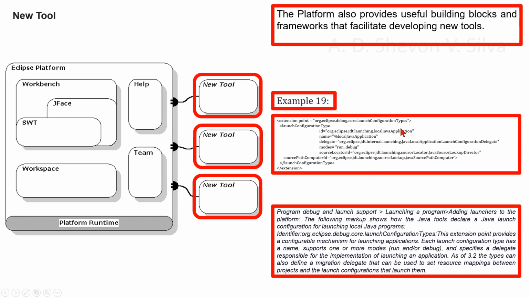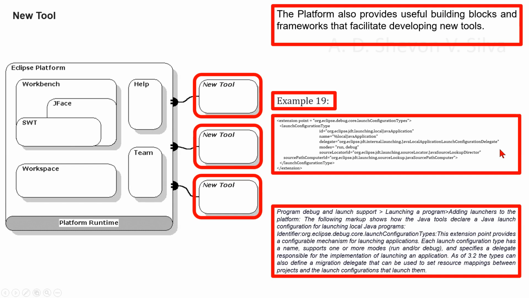As of 3.2, the types can also define a migration delegate that can be used to set resource mappings between projects and the launch configurations that launch them. Your plugin can add launch configuration types to the platform using the org.eclipse.debug.core.launchConfigurationTypes extension point. This extension point allows you to declare a configuration type using a unique ID. You must provide the corresponding implementation of ILaunchConfigurationDelegate. The delegate is responsible for launching its launch configuration in a specified mode. Optionally, you can implement ILaunchConfigurationDelegate2, which enhances the delegate interface to allow your delegate to abort a launch, build relevant projects in the workspace before a launch, and control the creation of a launch object that is used in a launch.